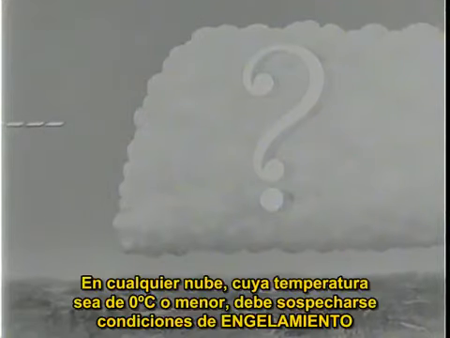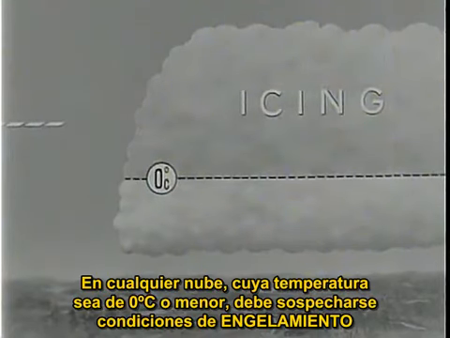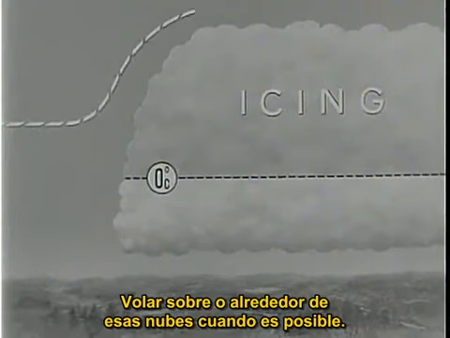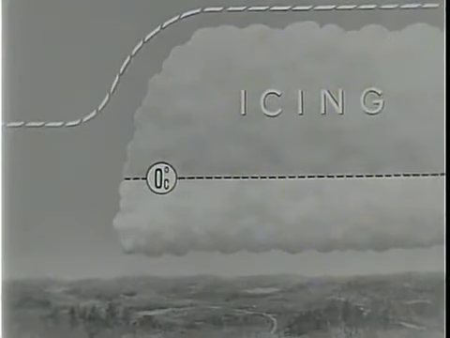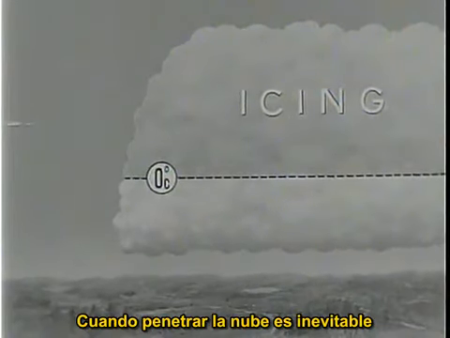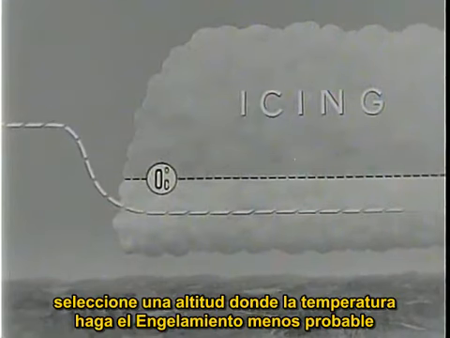Never fly into a region where icing conditions are known to exist or are suspected. In any cloud where temperatures are 0 degrees centigrade or below, icing conditions should be suspected. Fly over or around such clouds whenever possible. When penetration of the cloud is unavoidable, select an altitude where the temperature is such that icing is least probable.